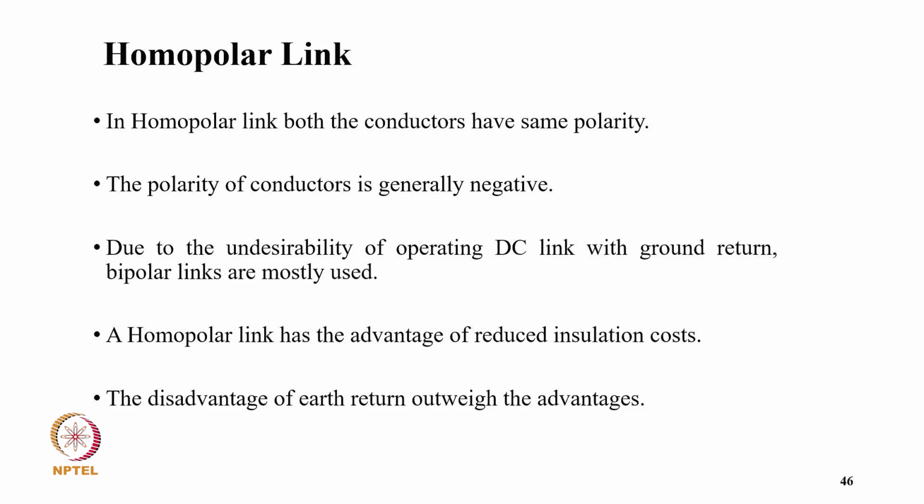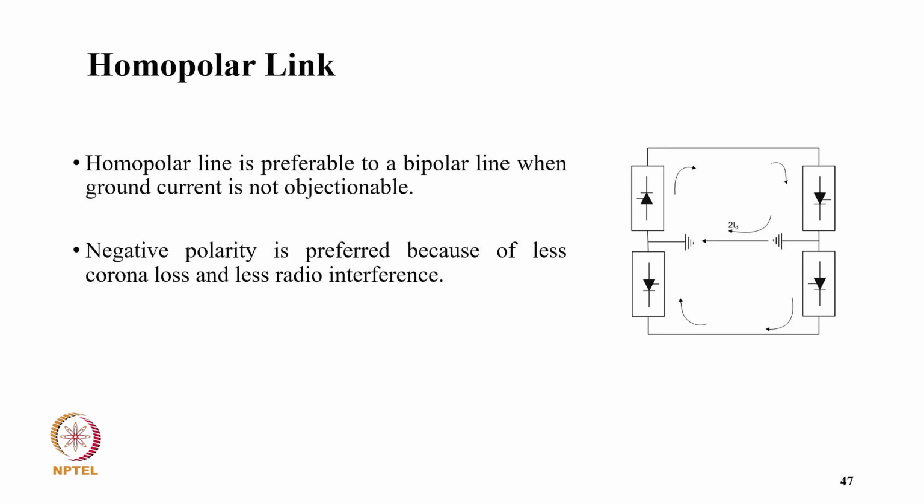So coming to the homopolar link, both conductors have the same polarity. The polarity of the conductors is generally negative, and due to the undesirability of operating a DC link with ground return, bipolar links are mostly used. A homopolar link has the advantage of reduced insulation cost, but the disadvantage of earth return outweighs the advantage. And you can clearly see that the homopolar link is preferable to a bipolar when ground current is not obstructive. Negative polarity is preferred because of less corona loss and less radio frequency interference.